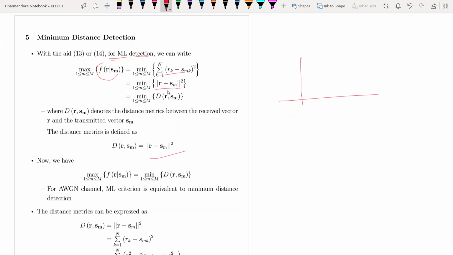Suppose this is the transmitted signal vector. Due to noise, I will get this point.